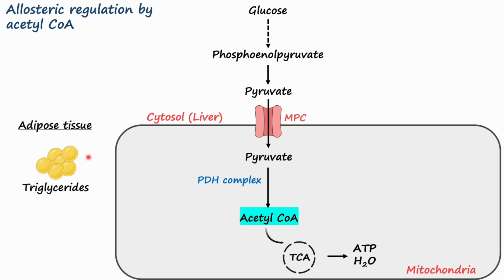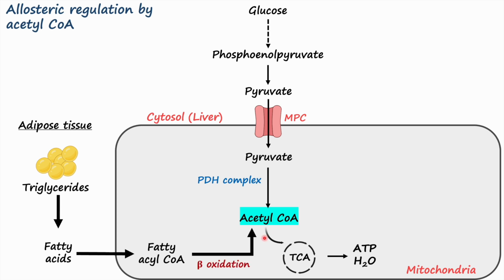For instance, in adipose tissue, there is increased lipolysis where triglycerides are converted into fatty acids, and these fatty acids are then transported into the liver. So the liver is flooded with fatty acids, and these fatty acids enter the mitochondria as fatty acyl CoA, and through beta oxidation, fatty acyl CoA is converted into acetyl CoA. Now the problem here is that the rate of formation of acetyl CoA exceeds the capacity of the liver to oxidize acetyl CoA into carbon dioxide and water.